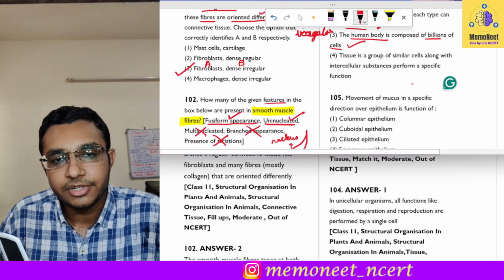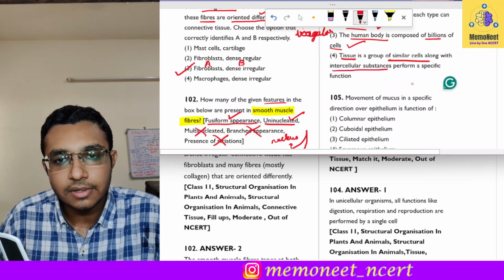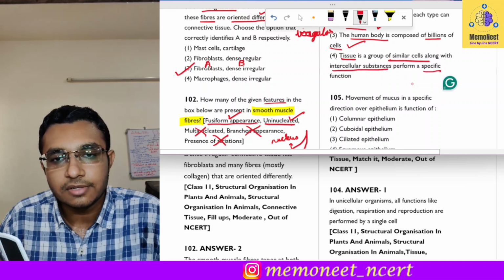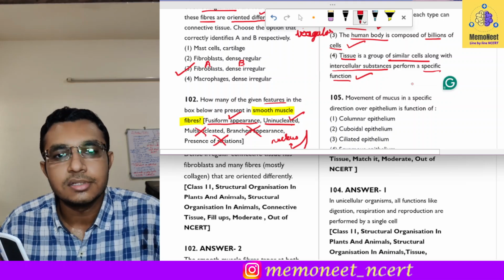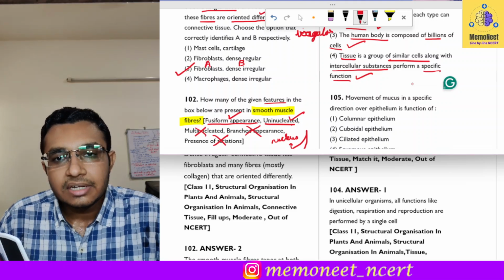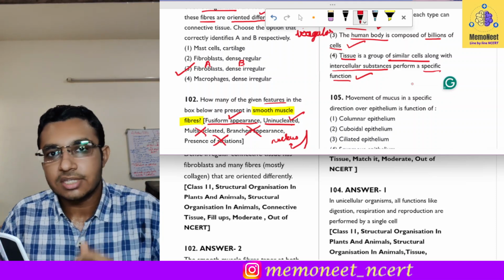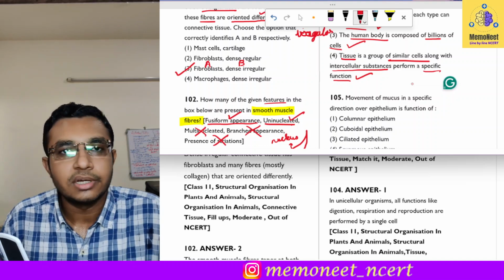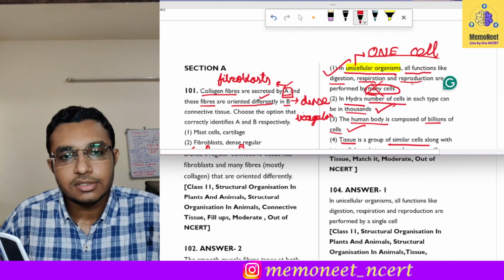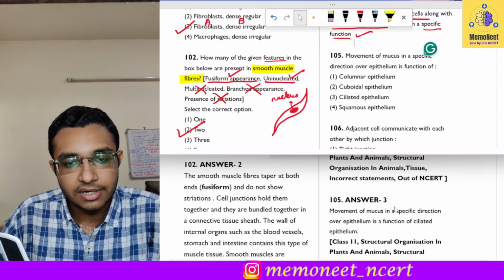The fourth statement is tissue is a group of similar cells along with intercellular substances to perform a specific function. So yes, this is the definition of tissue, and you should remember this. When a group of similar cells combine and perform a similar specific function, that is called a tissue. So yes, this statement is also correct. So the correct answer of this question is option 1. Now moving on to the next question, that is question number 105.